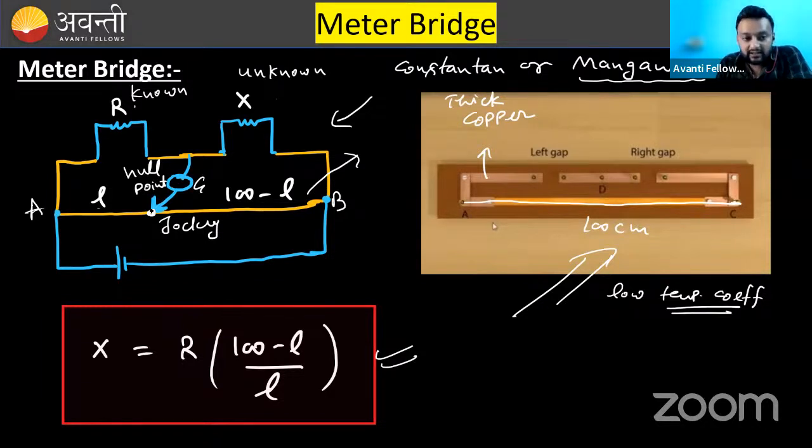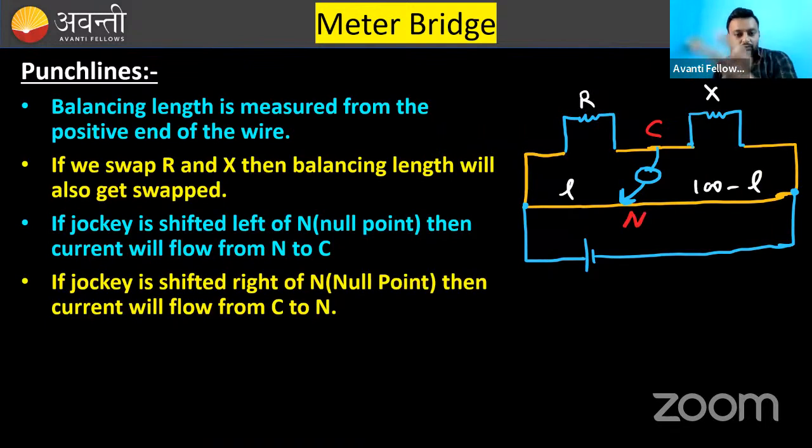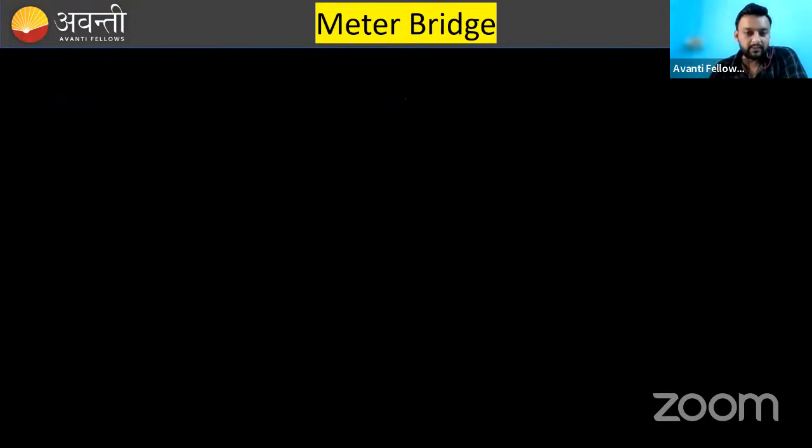And the length of the null point from the positive end, this is the positive, this is negative, is known as the balancing length. So the null point is the point at which the galvanometer shows no deflection. Clear. Try to learn these things. You can remember these things. These are the specially written punchlines by me.